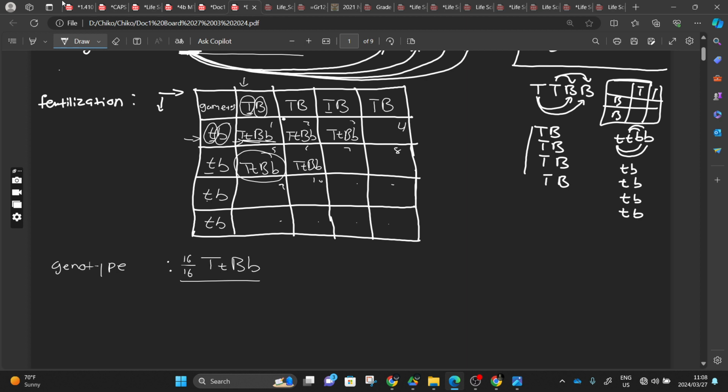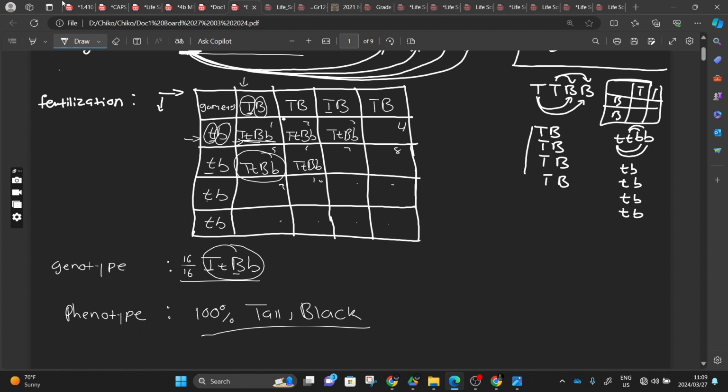And then you go to phenotype, and for phenotype, you go to the genotype and interpret here. We have tall and black. It means that all of them, or 100%, will be tall and black.